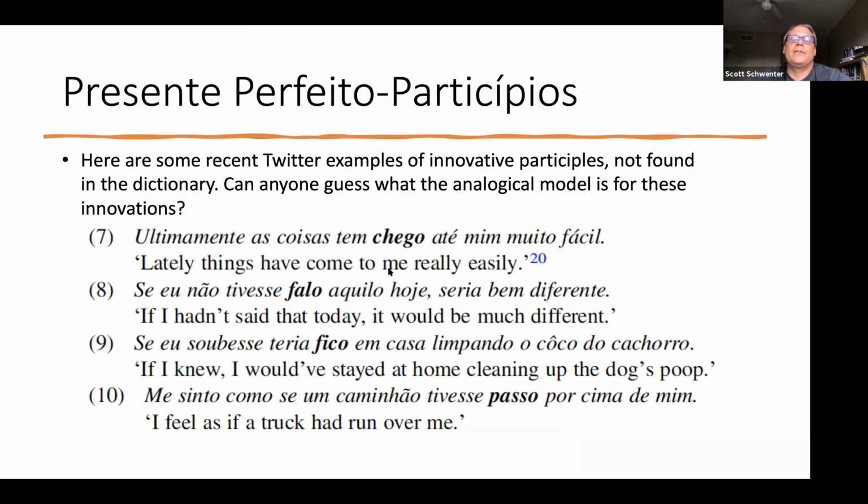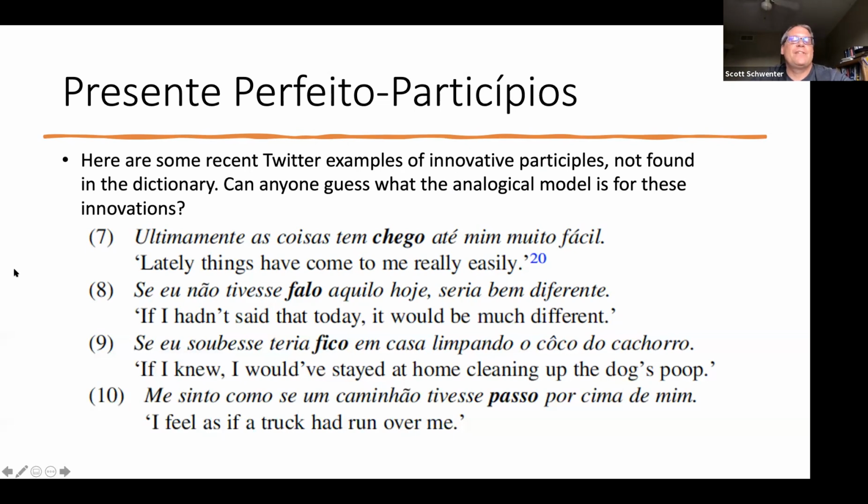I want to just do a little quiz here. So here are some recent Twitter examples of innovative participles. These are not found in any dictionary, but people are using them, okay? And we found these searching in Brazil, right? For Brazil Twitter.